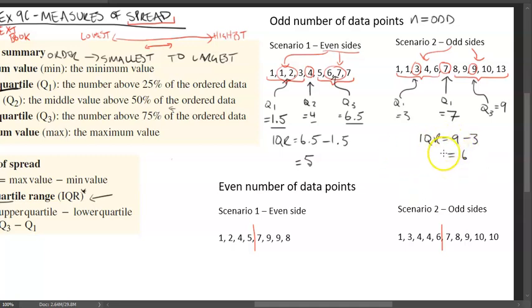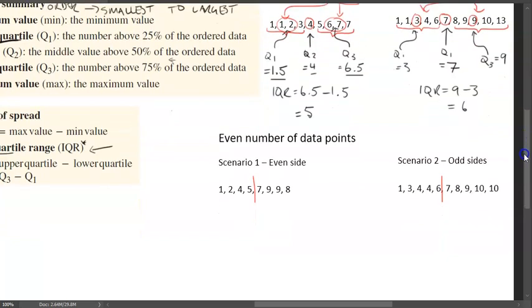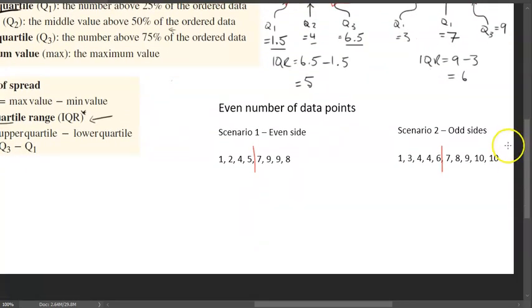So, odd number of data points. When n is odd, you get two scenarios, even sides and odd sides. Same thing happens when we have an even number of data points, but there's this little consideration you have to take when we have an even number of data points. Again, we have even and odd sides.